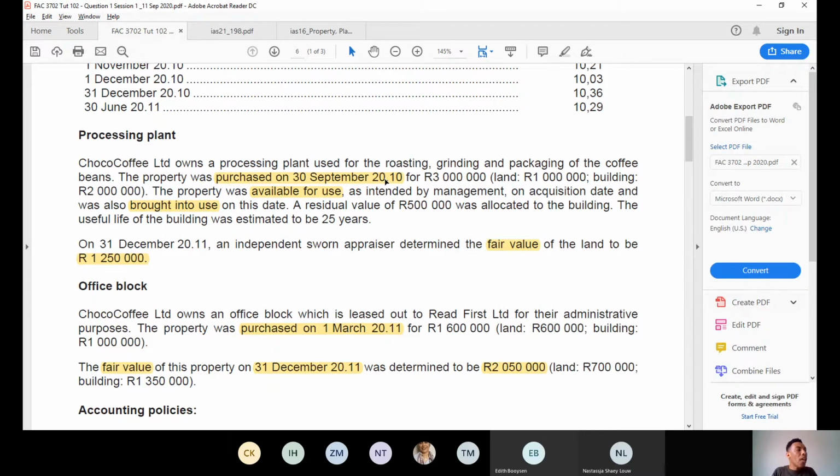Fine. So at the end of the financial year in 2010, how long would you have had this property? At the end of 31st of December 2010, how long would you have had this property for?